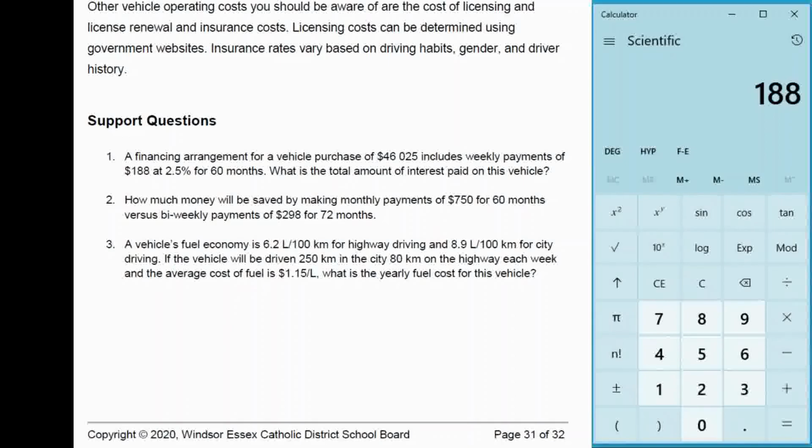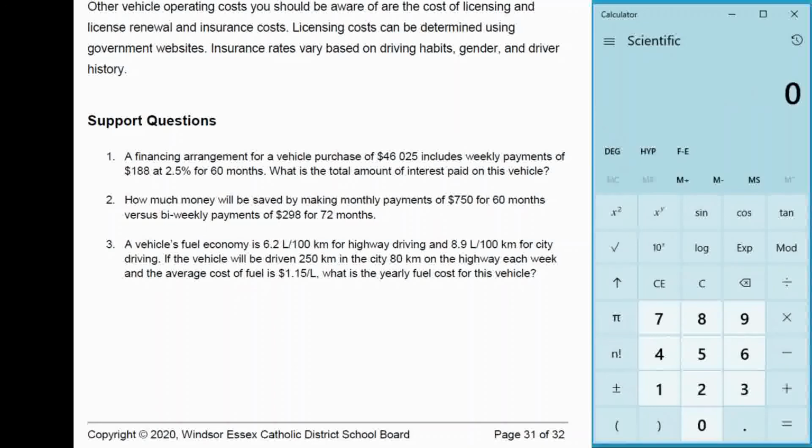So if we're paying $188 for 60 months, we have to turn those months into years, and then we have 52 weeks per year. We end up with a total amount paid of $48,880. If we subtract the $46,025, we end up with the interest paid on this vehicle being $2,855. So that's our answer for question 1.